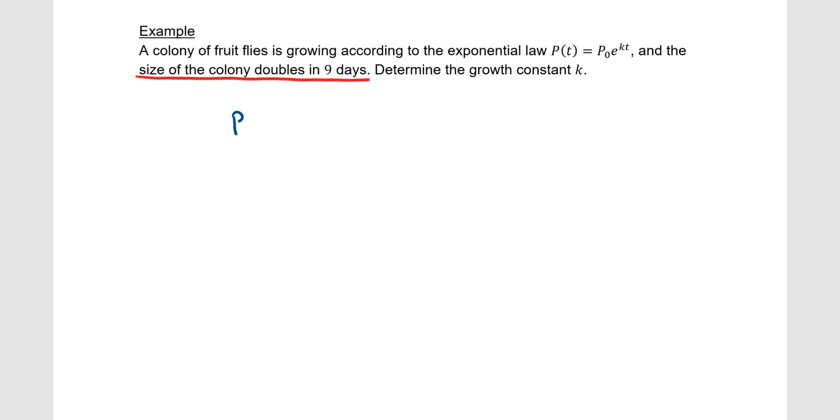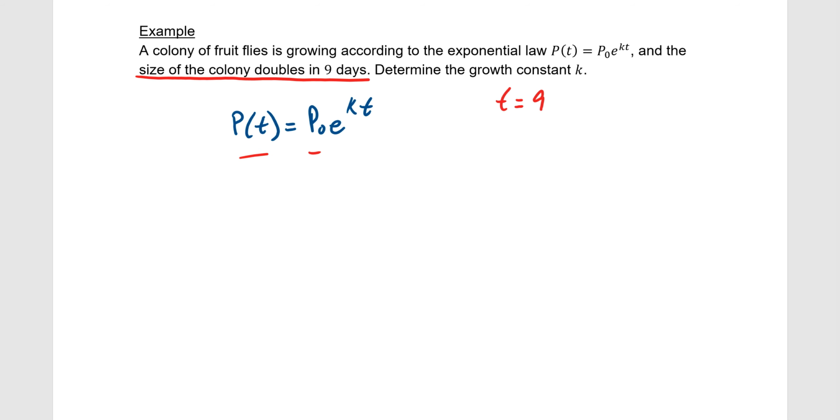Okay, so we're starting with P of t equals P naught e to the kt. Now when we want to find k, because that's what it says to look for, it looks like we need three things. We need P of t, P naught, and t. We are given t. It says t is 9 days, but we're not given P of t nor P naught. So what we have to use is the fact that the size of the colony doubles in 9 days.